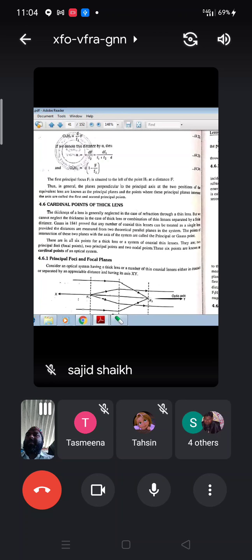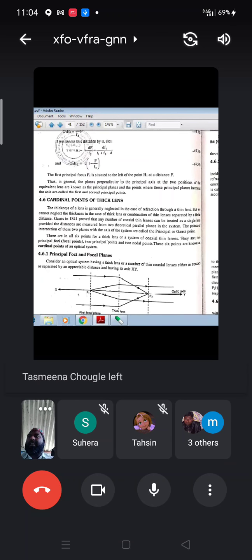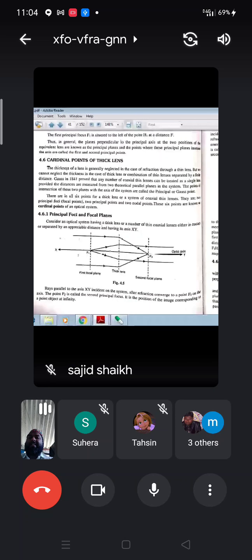Here we can see the principal foci and the focal planes. Consider the optical system having a thick lens or a number of thin coaxial lenses, either in contact or separated by an appreciable distance, and having its axis XY. The first focal plane is shown, the second focal plane is shown, and the thick lens is in the middle. Rays parallel to the axis XY incident on the system converge after refraction to a point F2 on the axis. The point F2 is called the second principal focus.